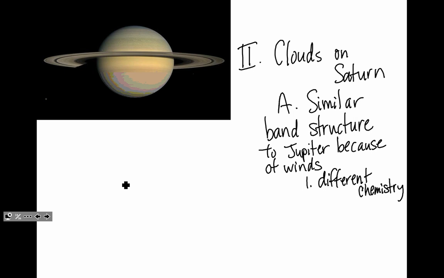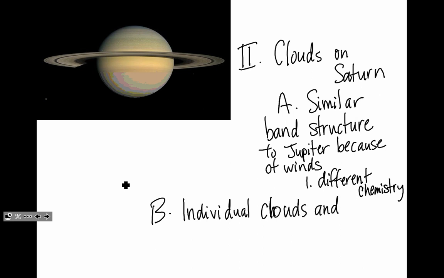On Jupiter, we see the Great Red Spot, but we also see other big whirling, spiraling storms. On Saturn, that's rarer. That's not as common. We don't see individual clouds and storms as often. Clouds and storms are more rare than we saw with Jupiter. And so you often see what looks like a smoother surface.